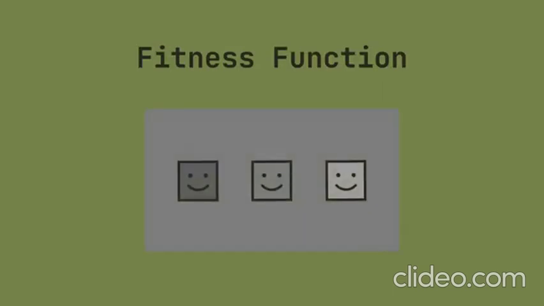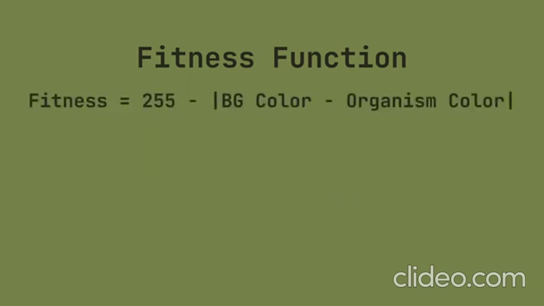Finally, we need to define a fitness function for our problem. A fitness function is an equation that we create to evaluate how successful a given solution is. In our case, the fitness function is very simple. We can calculate how close the organism color is to the background color and subtract that from some large number. With this function, we can see that organisms that are closer to the background color have higher fitness scores, and organisms that are farther have lower fitness scores.